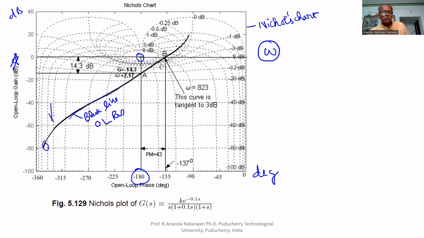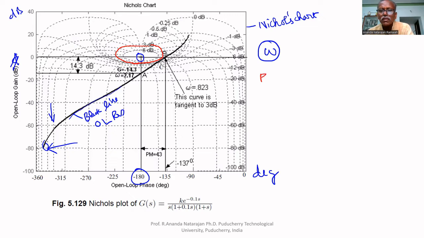Magnitude decreases and the angle increases in the negative direction, that you can notice. Once you have plotted, now we have to read the closed loop frequency domain specification. Note that this is tangent to the 3 dB M circle.